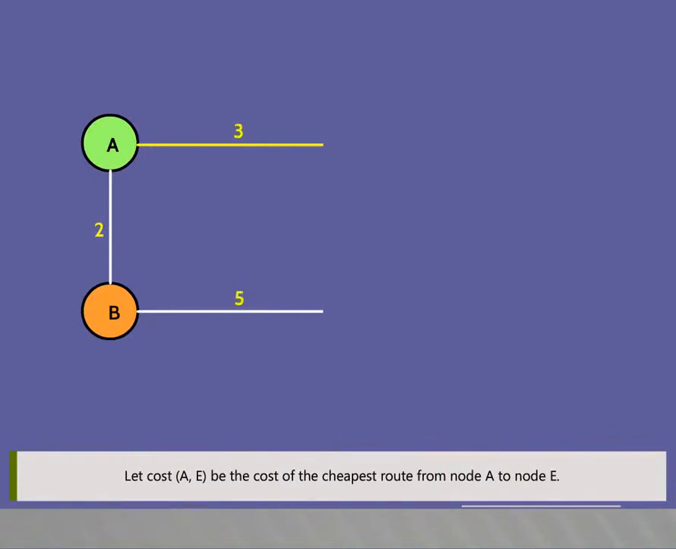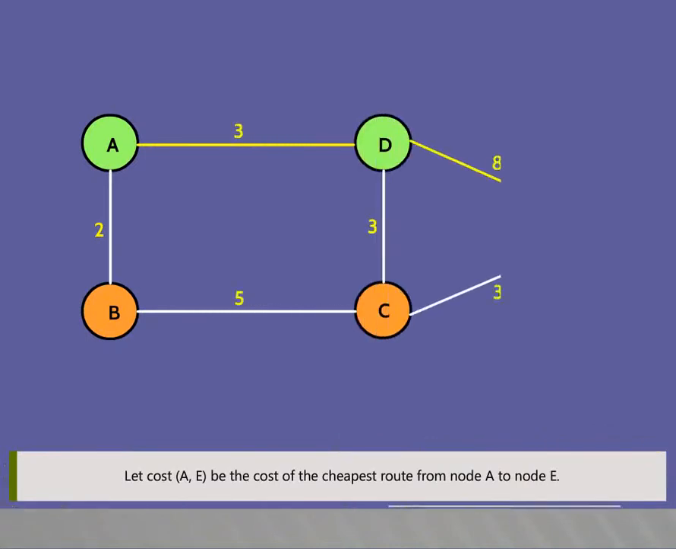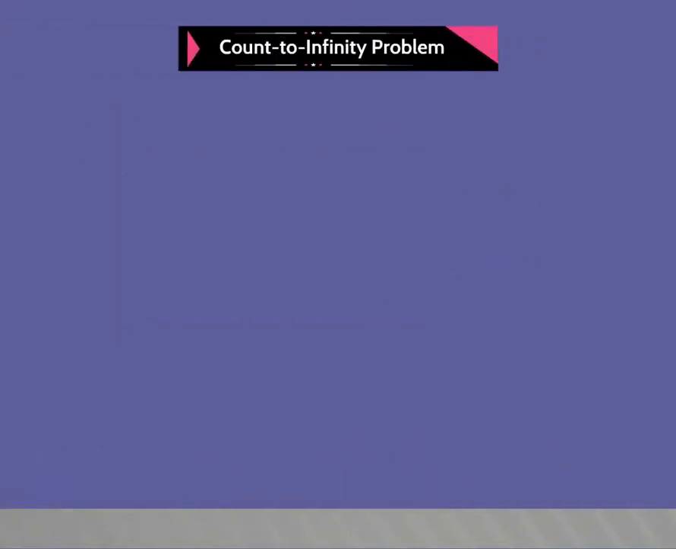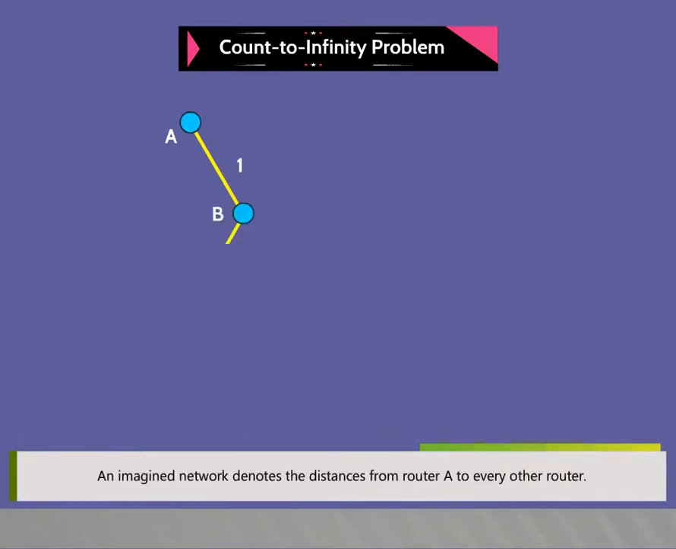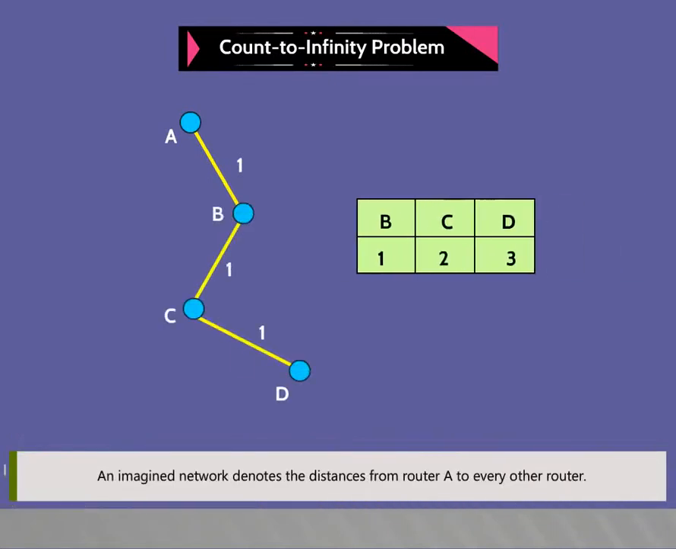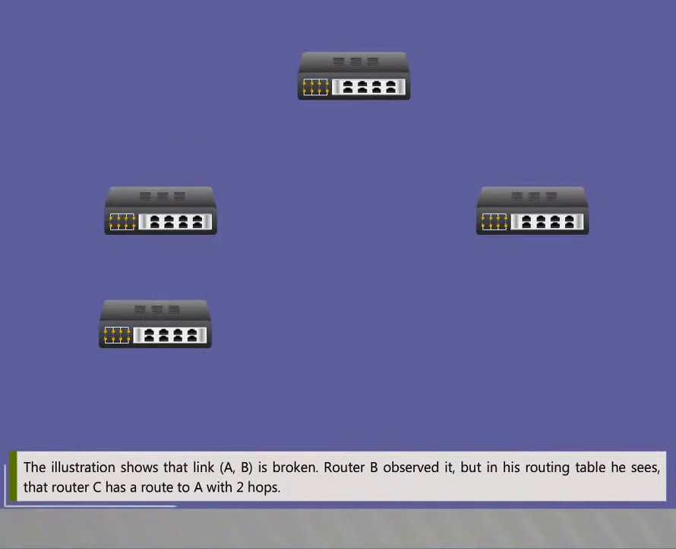Let cost(A, E) be the cost of the cheapest route from node A to node E. Count to infinity problem. An imagined network denotes the distances from router A to every other router. The illustration shows that link AB is broken.